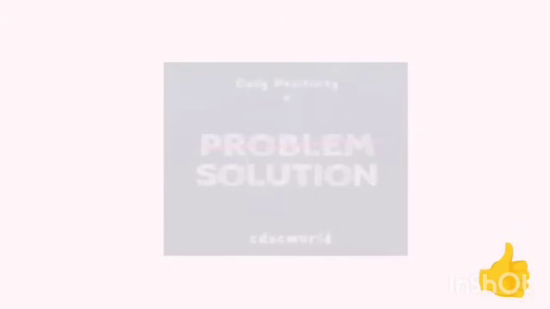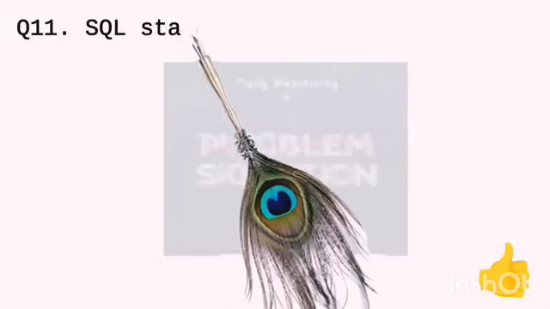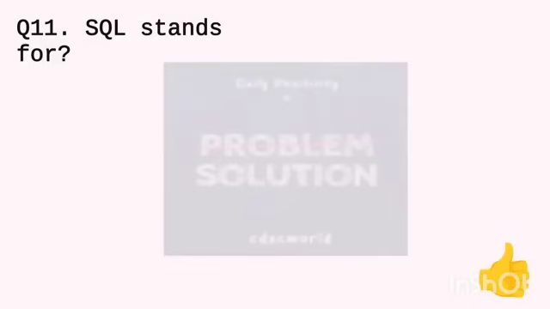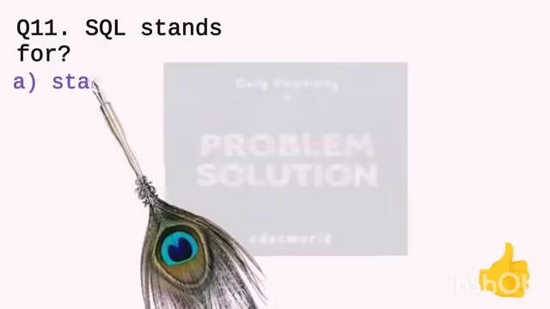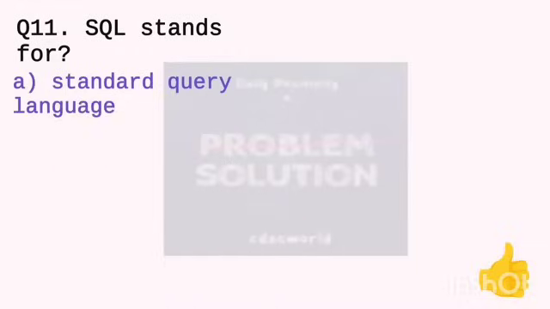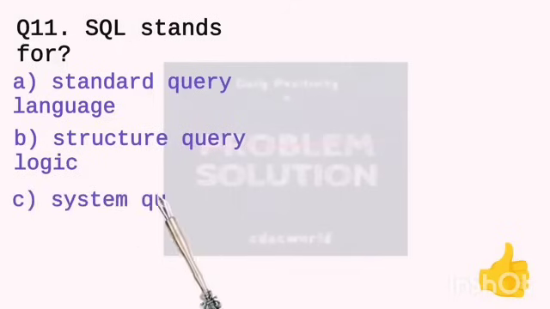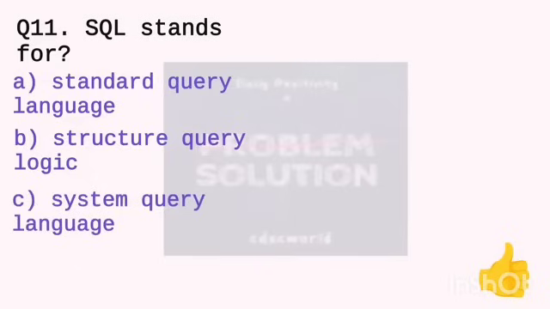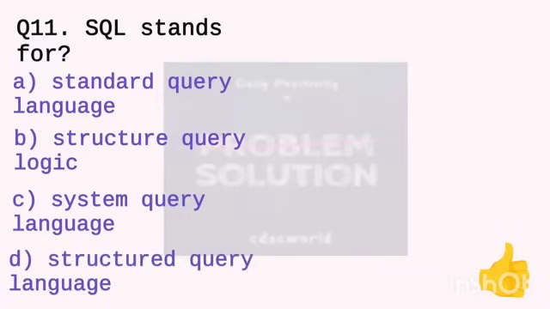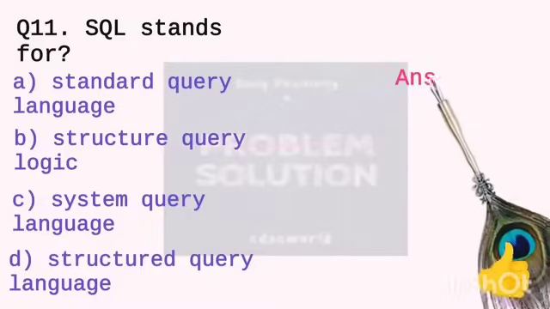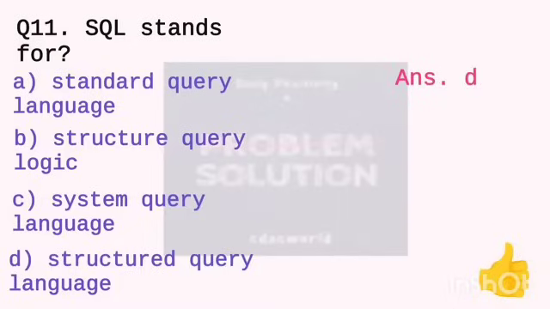Query number 11. SQL stands for? Option A, Standard Query Language. Option B, Structured Query Logic. Option C, System Query Language. And option D, Structured Query Language. And the answer is D, Structured Query Language.